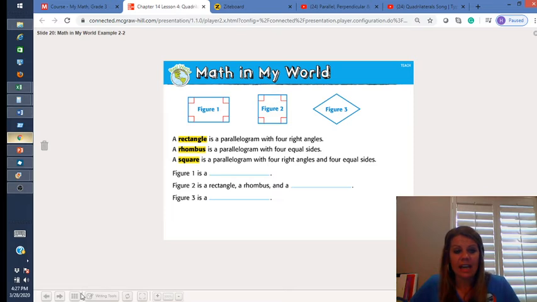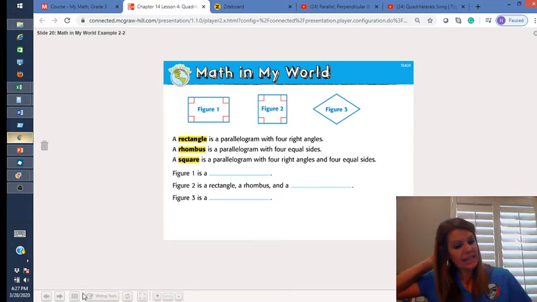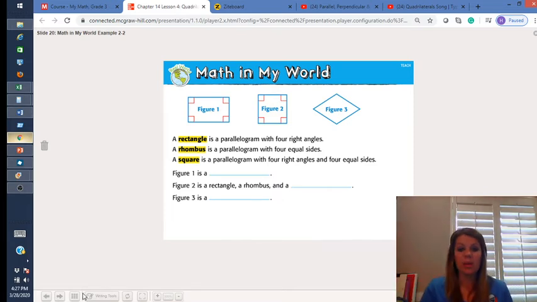Let's look at the bottom. And this says a rectangle is a parallelogram with 4 right angles. So we've got that right here. A rhombus is a parallelogram with 4 equal sides. This is a rhombus. A square actually is a rhombus as well. A square is a parallelogram with 4 right angles and 4 equal sides, right?